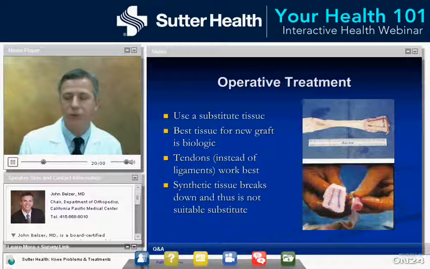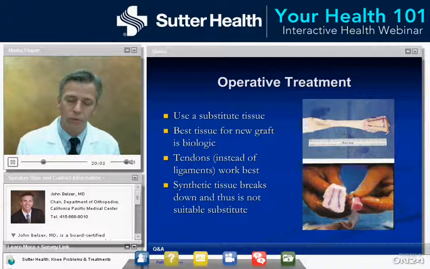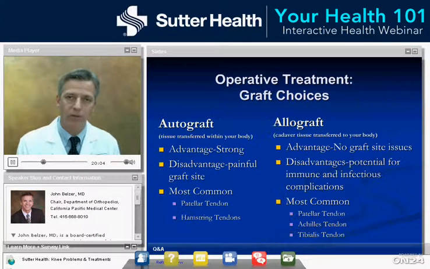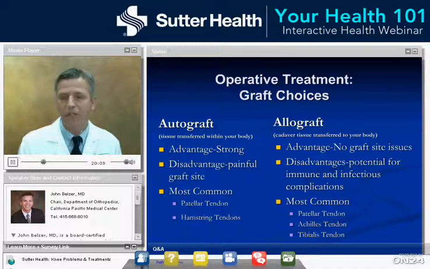So in terms of graft choices, there's two sources of graft. One is what's called an autograft, like an autobiography. This is something from yourself. These tissues have the advantage of being stronger, no disease transmission concerns, and there is no immunologic response that you might be subjected to. The problem is you have to take that ligament out of your knee. That new ligament has to come from someplace. And so there's what we call graft site morbidity, or pain from where that graft is harvested.